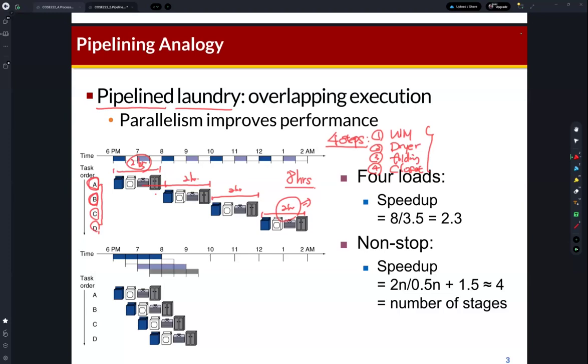But in this laundry process, we can also observe some other issues. What's that? It's underutilization.